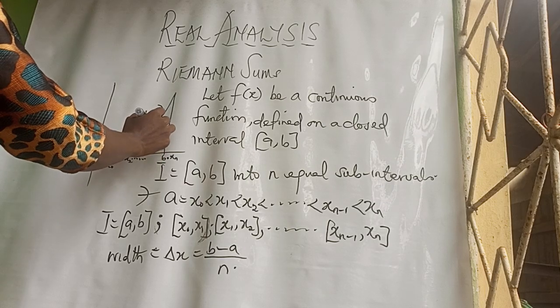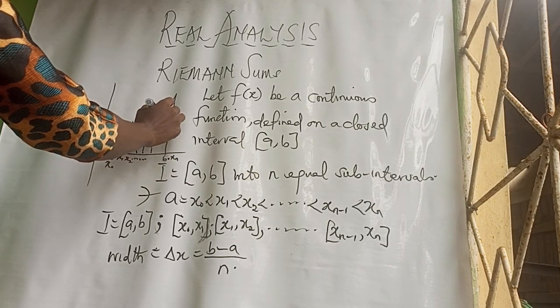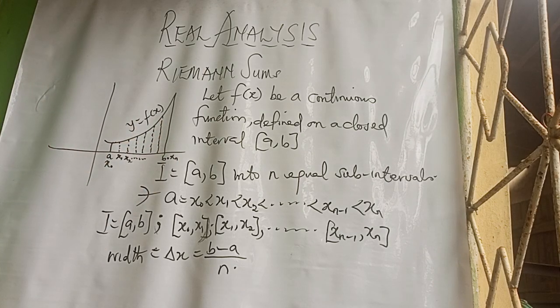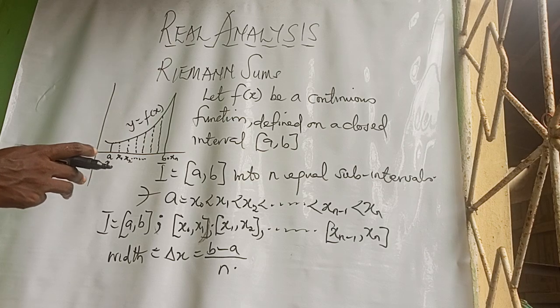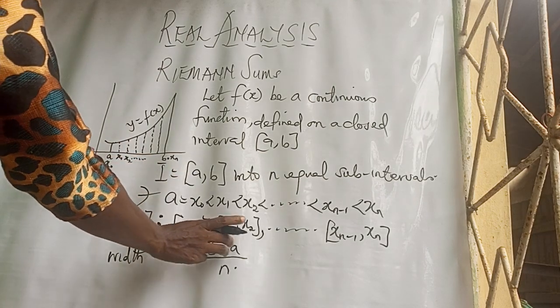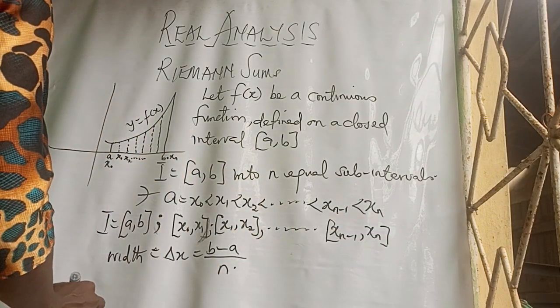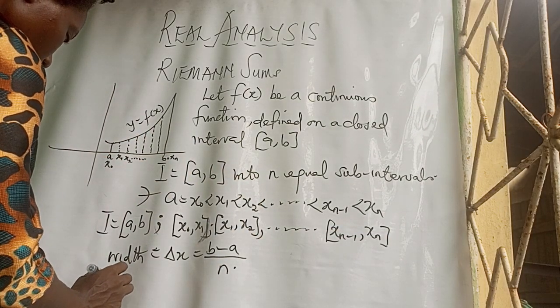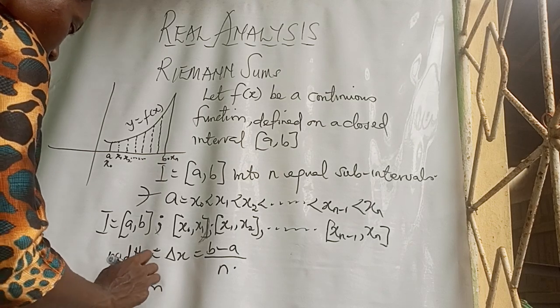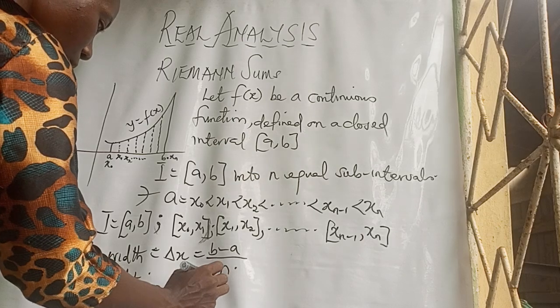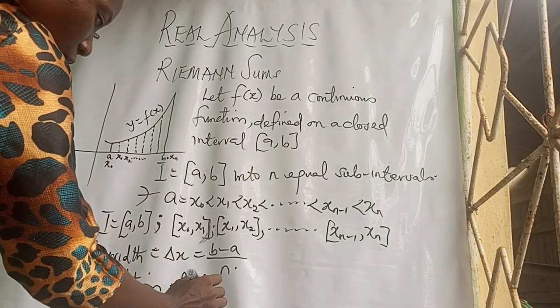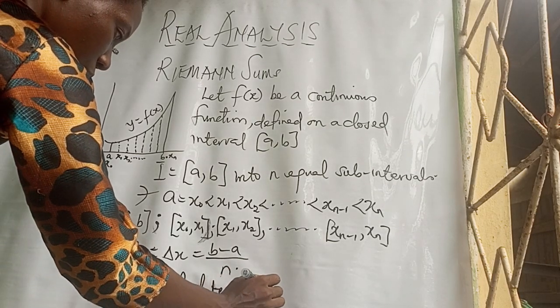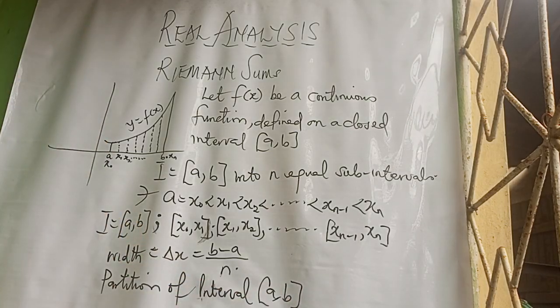Remember, we said that we are going to divide the area under the curve into n equal subintervals. These short intervals, we call the partition of interval AB. The partition of interval AB.